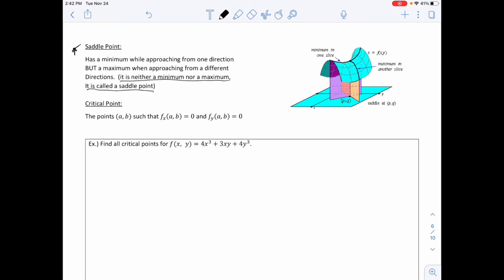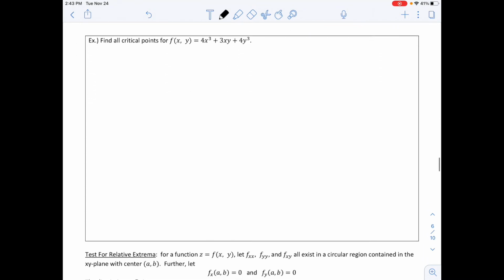So you'll notice that in the directions for the problems, they'll ask you to find extrema or saddle points. And to find our critical points, these are the points (a, b) such that our partial derivative with respect to x and our partial derivative with respect to y at the point (a, b) are going to equal 0. So the first example says to find all critical points for our function f(x, y) equal to 4x cubed plus 3xy plus 4y cubed. And in order to do this, we need to take our partial derivatives.